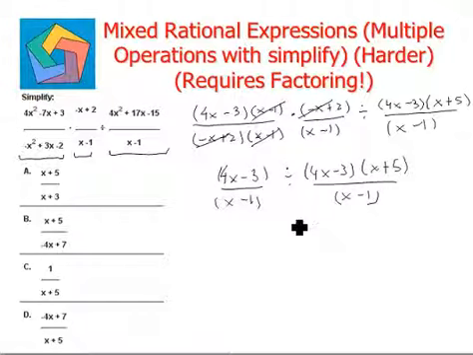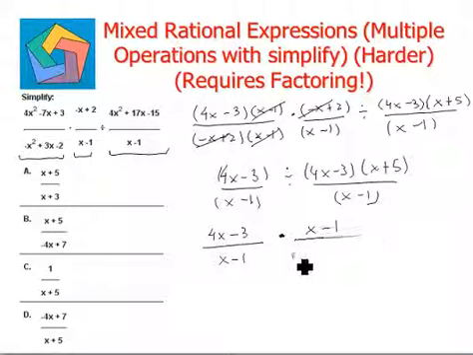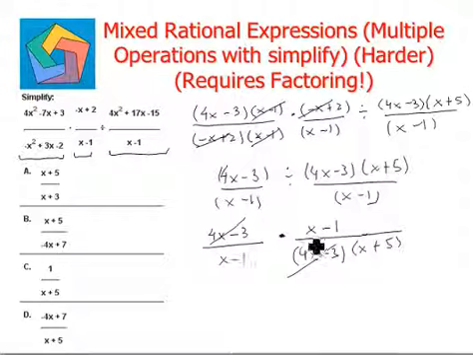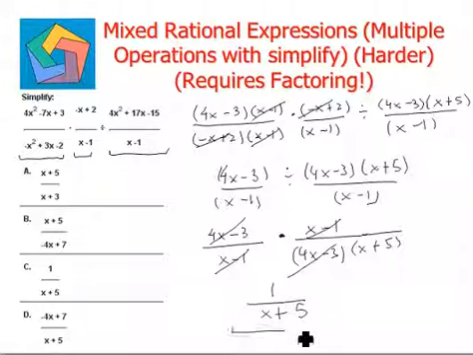This is similar to fractional division, that is, we keep the first fraction as it is, change the division sign to multiplication, flip the second fraction, that is, the denominator becomes the numerator and the numerator goes into the denominator. Now we'll see if we can cross cancel something. The 4x minus 3 goes with the 4x minus 3 and x minus 1 goes with the x minus 1. So we are finally left with 1 divided by x plus 5. This is the final answer and can be seen in option C.